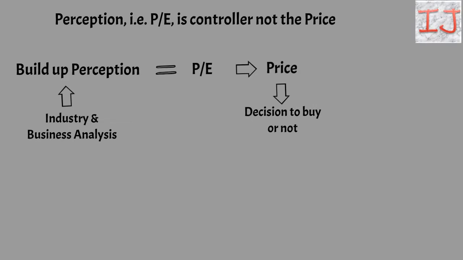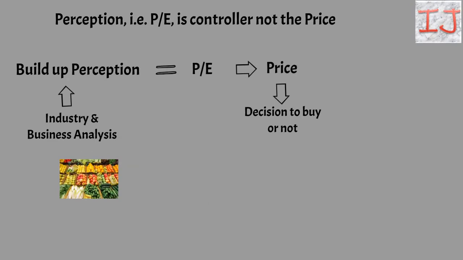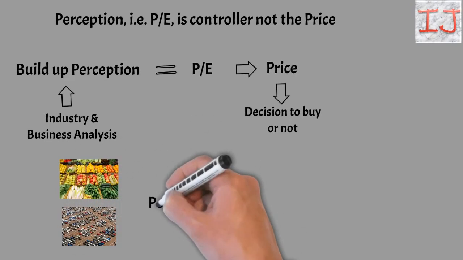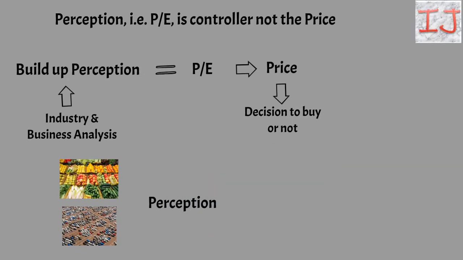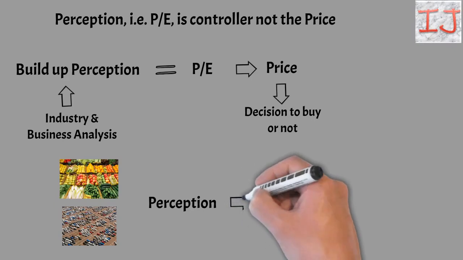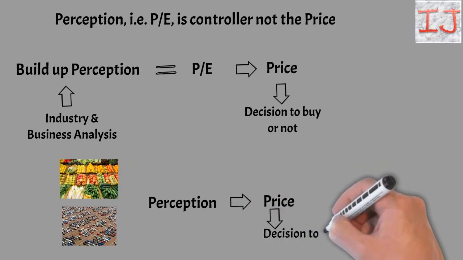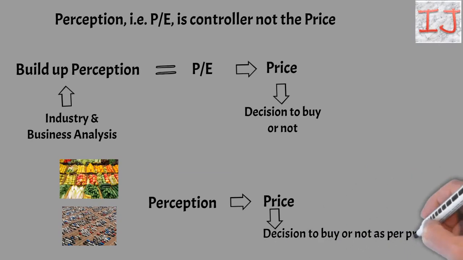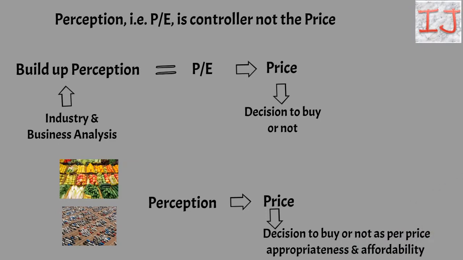We always follow this when we buy anything, be it fruits or vegetables, a mobile or a car. First we build the perception according to the qualities or features and then decide whether we want to buy it or not. Once we want to buy it, then we ask the price and take the final decision to buy or not as per the price appropriateness and our affordability.